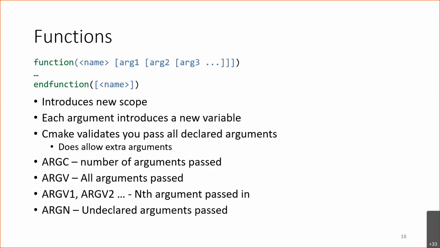So on top of the arguments, CMake provides you with a number of common variables for both functions and macros. argc, the total number of arguments passed. argv, which is a list containing all the arguments that you've been passed. And then some alias function variables, argv1, 2, etc., for accessing the nth argument. And then argn, which is the more interesting one. It's a list of arguments that were not declared. So it's your extra variadic arguments, if you will.